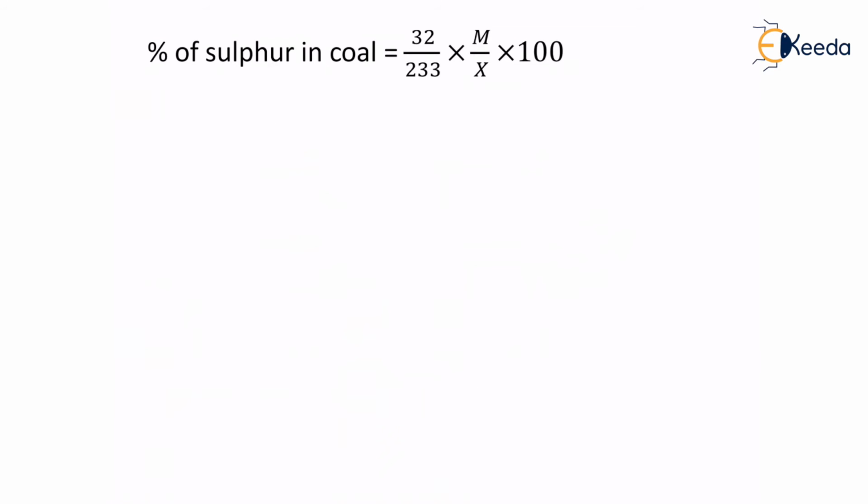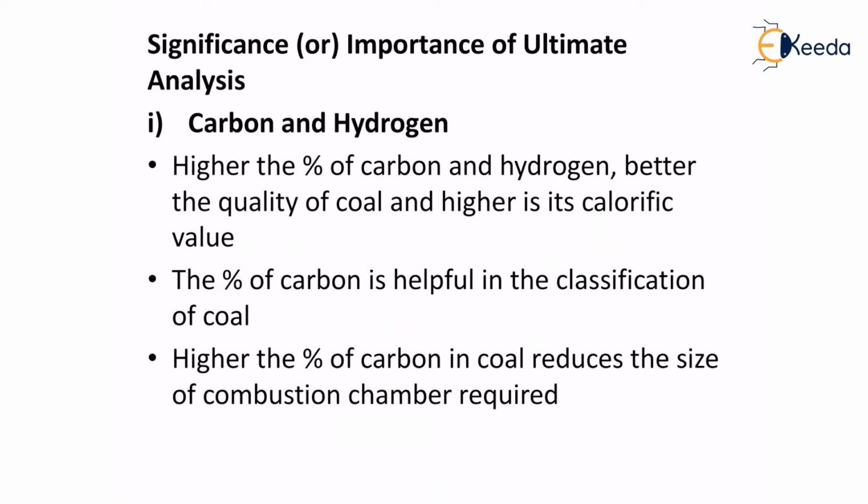Over here we have now learned to find out the percentage of carbon, the percentage of hydrogen, the percentage of nitrogen and the percentage of sulfur. So this is how we find out different things when it comes to ultimate analysis of coal. Now we'll see the significance or the importance of ultimate analysis of coal.